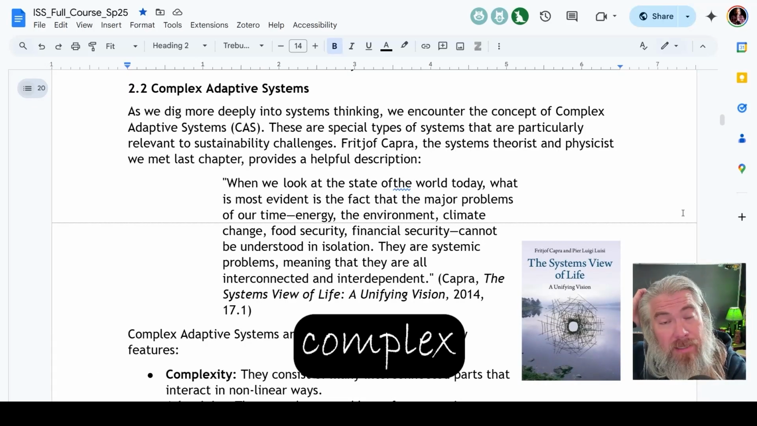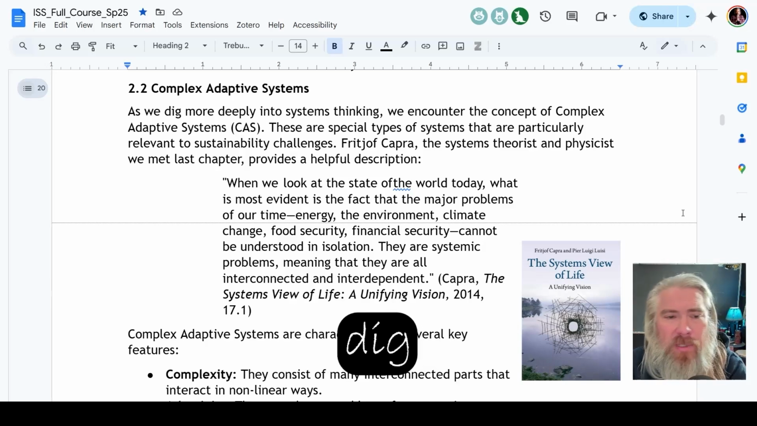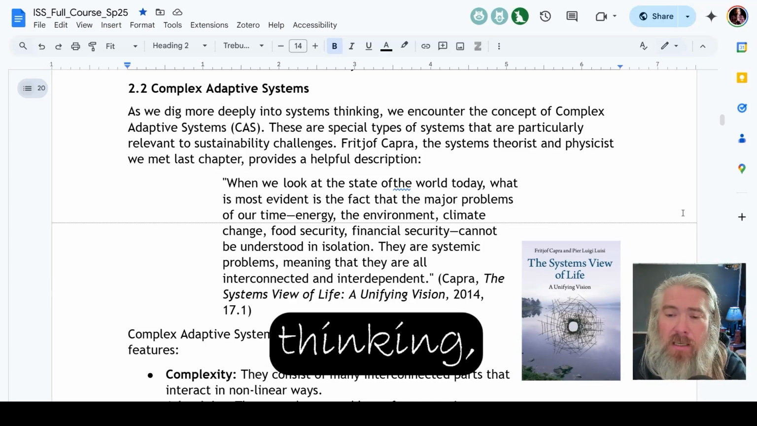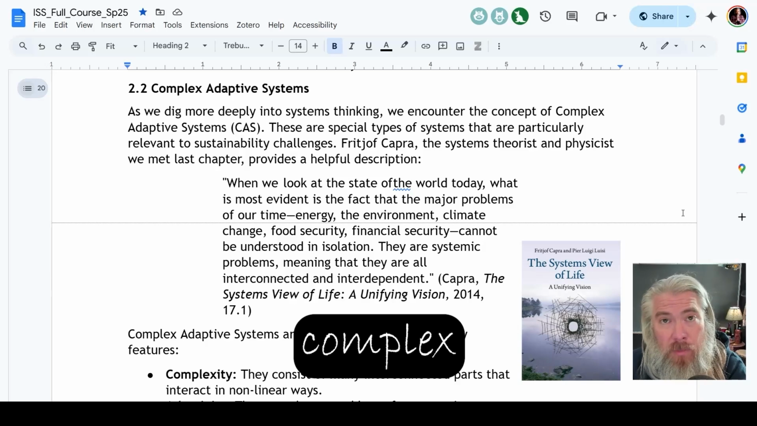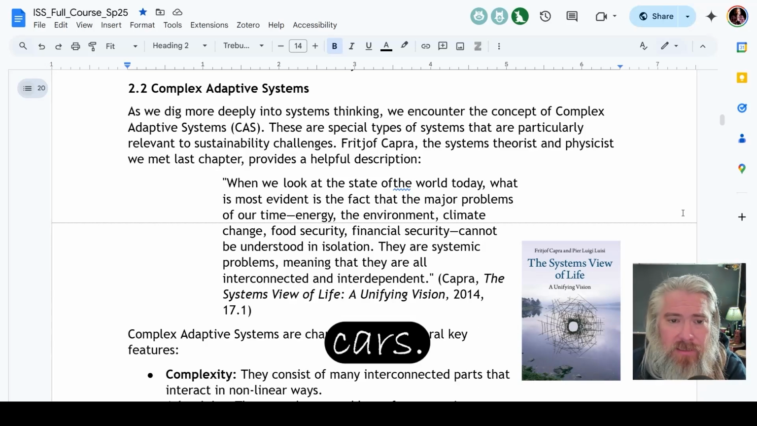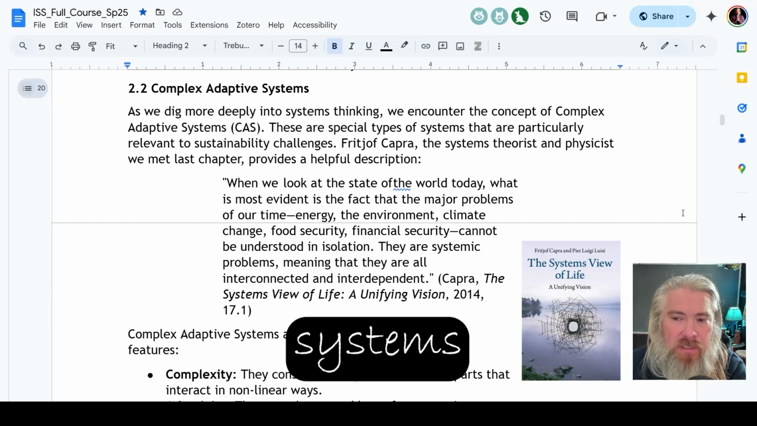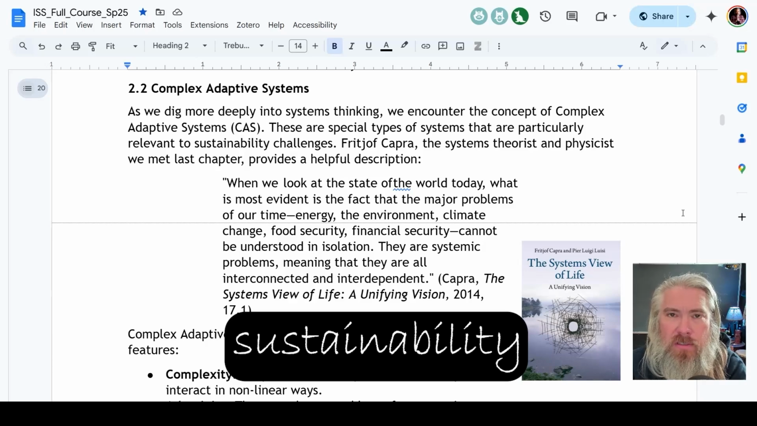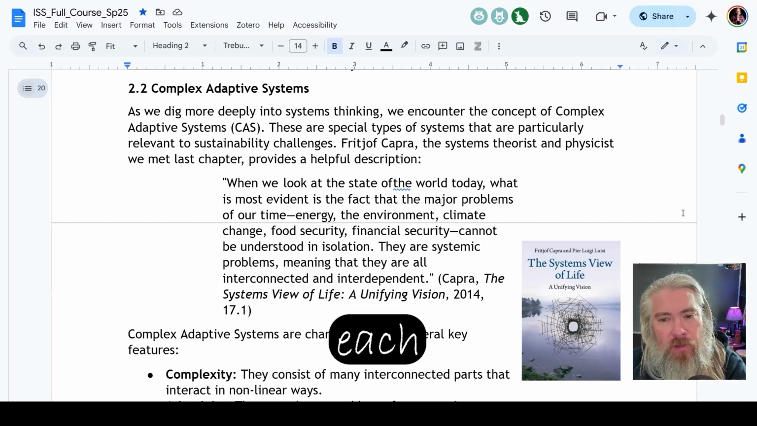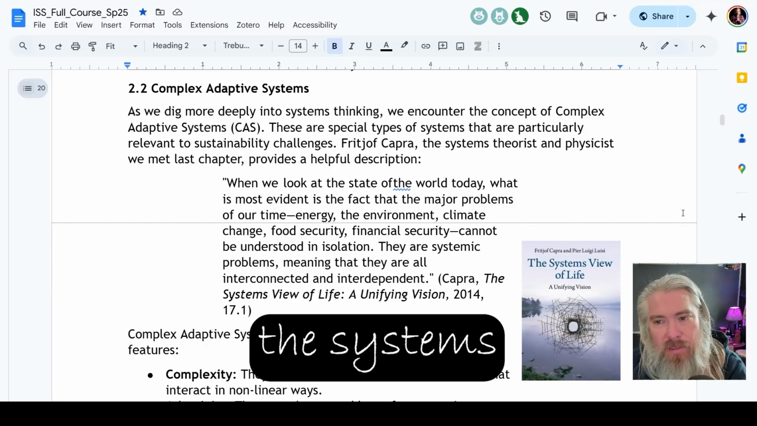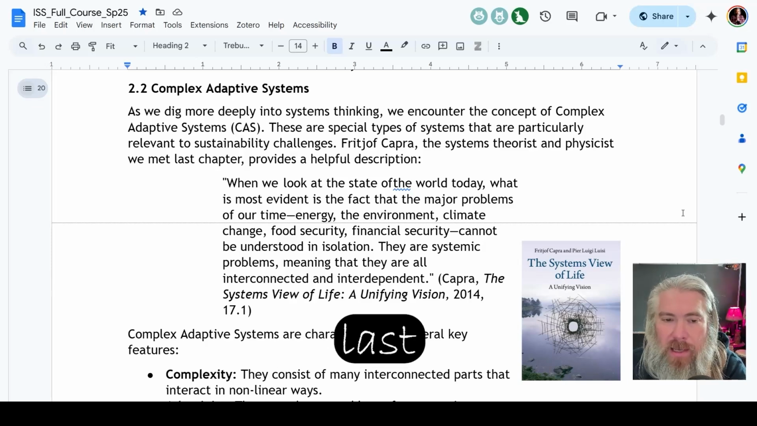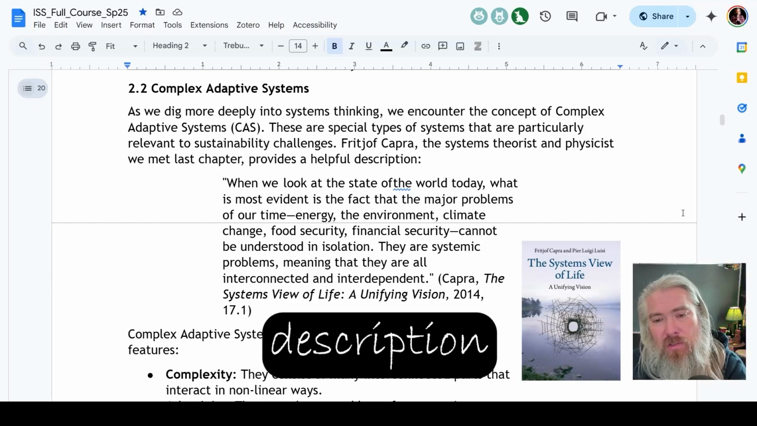Section 2, complex adaptive systems. Now, as we dig more deeply into systems thinking, we encounter the concept of complex adaptive systems, or CAS. These are special types of systems that are particularly relevant to sustainability challenges. Fritjof Capra, the systems theorist and physicist that we met last chapter, provides a helpful description.